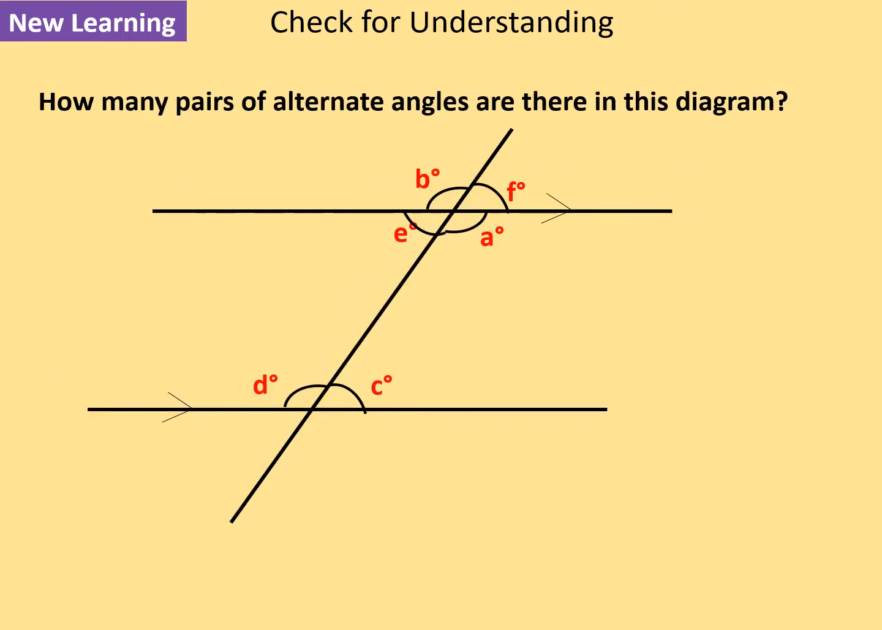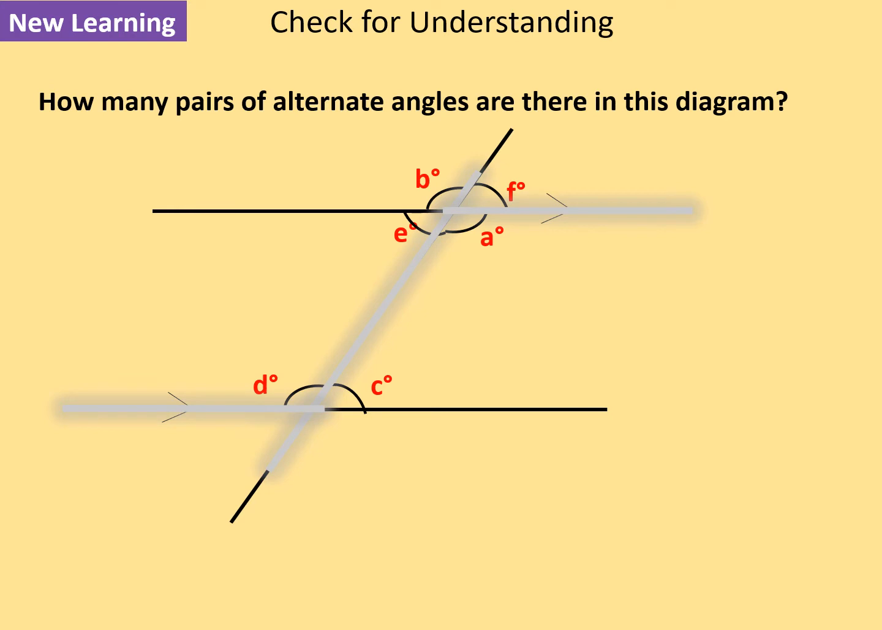Here's another example. How many pairs of alternate angles are there in this diagram? Please bear in mind that we are referring to the labelled angles that we can see in this diagram. Let's draw a Z shape again. So, from the previous example, we can see that A and D are alternate. We can also form another Z shape.